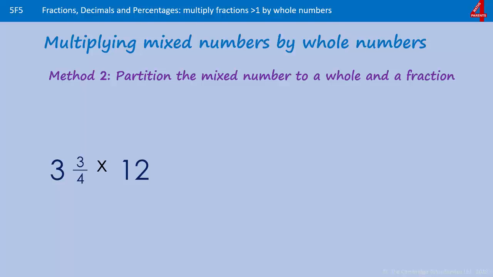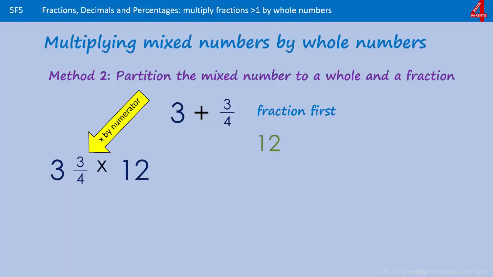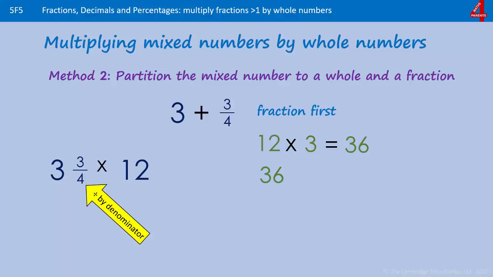If you're being taught the other method at school, this is how you would do it. We partition the mixed number 3 3/4, so we have a whole number separated from the fraction. And each one will be multiplied by 12 separately. Starting with the fraction, 12 times by the numerator, which is 3. That's 36. Now we take that 36 and divide it by the denominator, which is 4. 36 divided by 4 is 9.